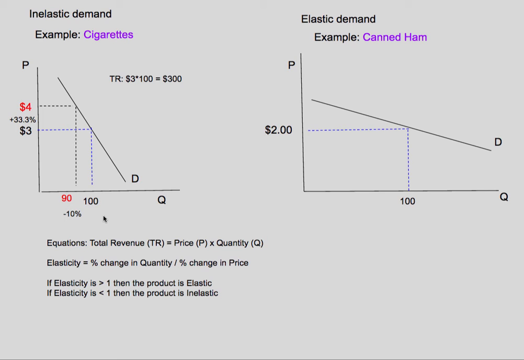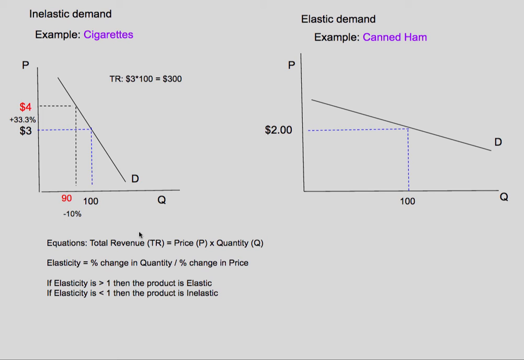So what we're seeing is that as the price increased, the quantity demanded decreased. And you can see that the percentage change in price is much greater than the percentage change in quantity demanded. And why is this? Well, cigarettes are a type of product in which when the price goes up, people may smoke a little bit less, but they oftentimes keep smoking. And so therefore, this is what's called an inelastic product.